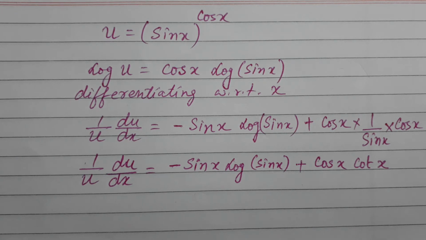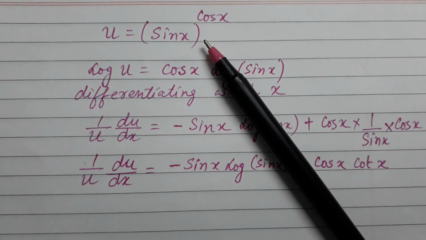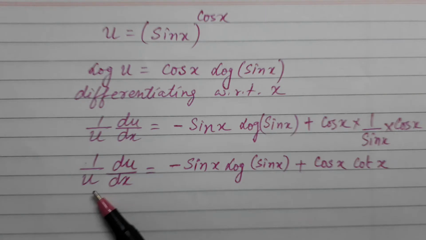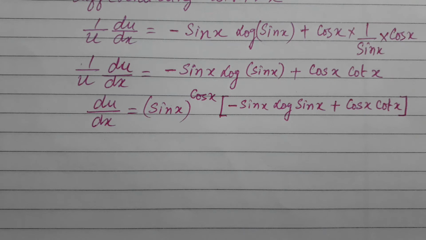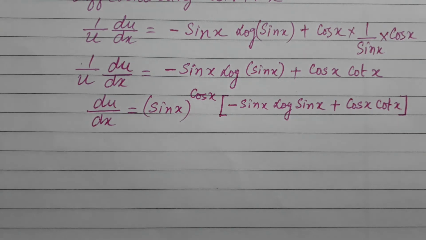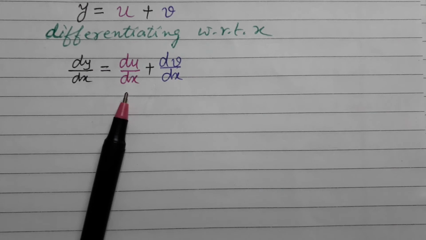So therefore (1/u)(du/dx) = minus sin x into log of sin x plus cos x into cot x. Now we know that u = (sin x)^(cos x), and this u will be cross multiplied. So therefore we can write du/dx = (sin x)^(cos x) [minus sin x log sin x + cos x cot x]. So that du/dx will be replaced here in this du/dx.